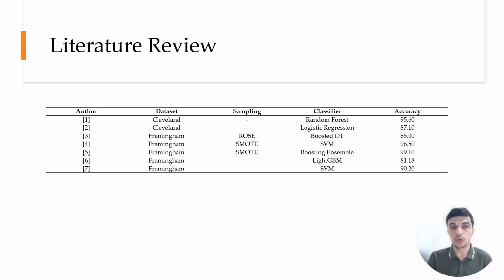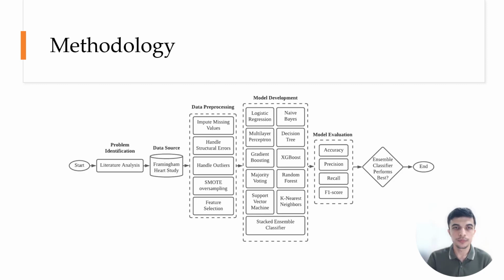The table shown is a summary of the conducted literature review, outlining the used datasets, sampling methods, best performing classifiers, and metrics used to evaluate those classifiers. The figure shown is the flowchart of the proposed methodology for this study.